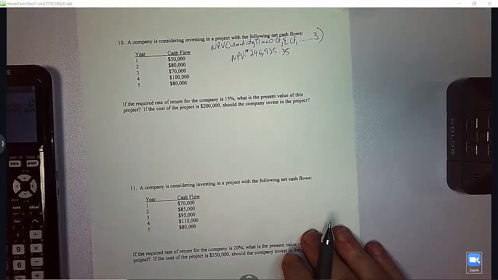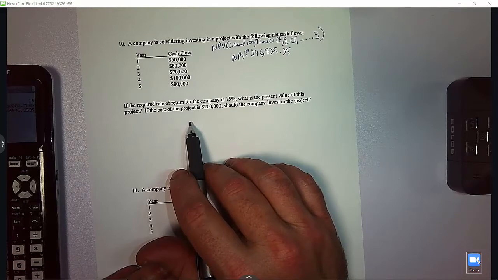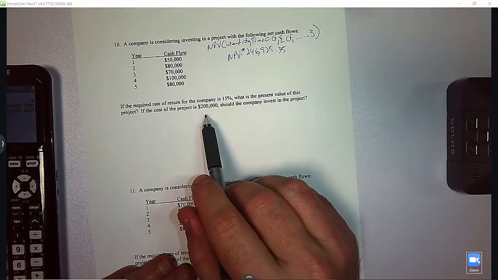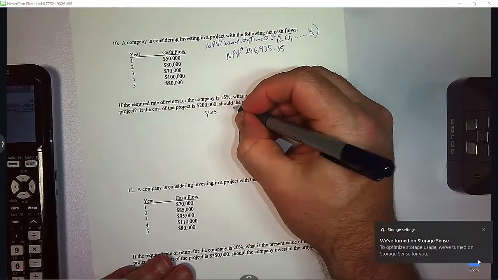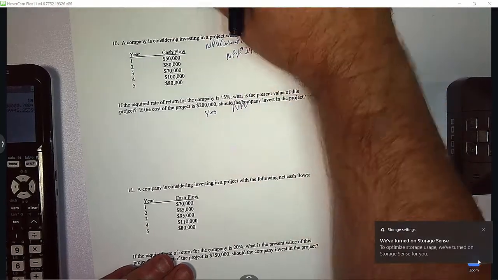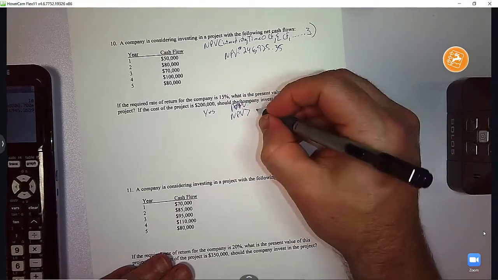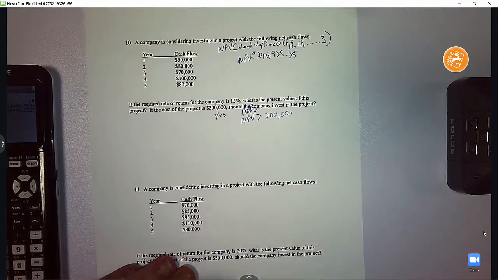So the last part of the question says, if the cost of the project is $200,000, should the company invest in the project? And the answer is yes, because the NPV is greater than the $200,000.